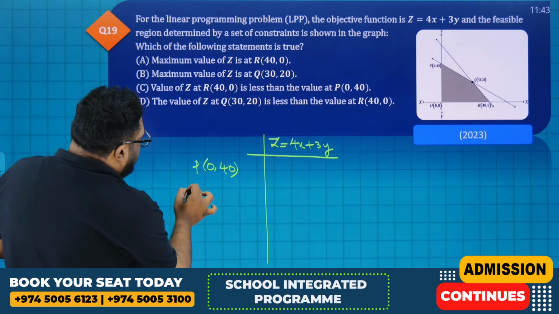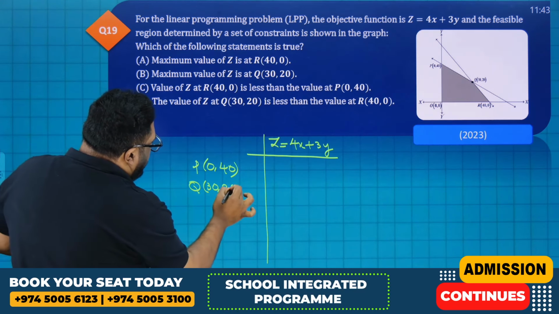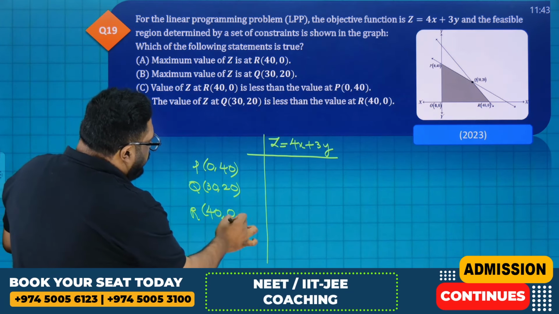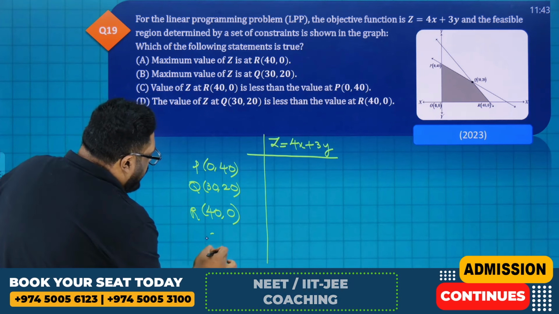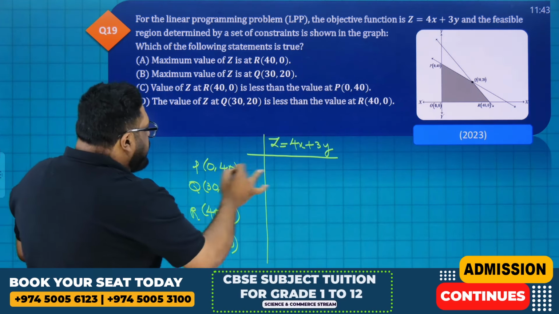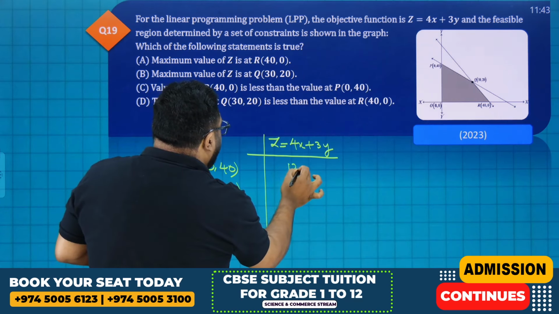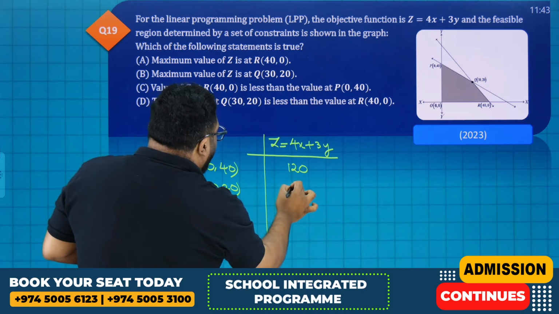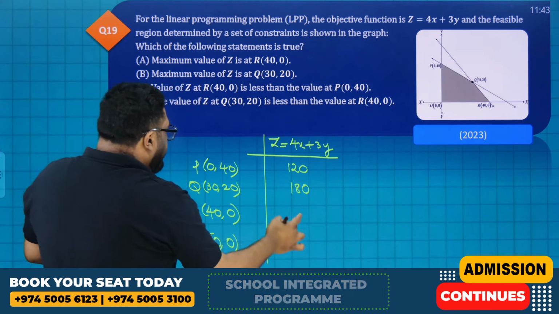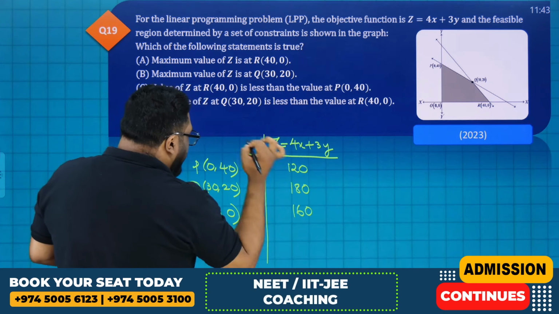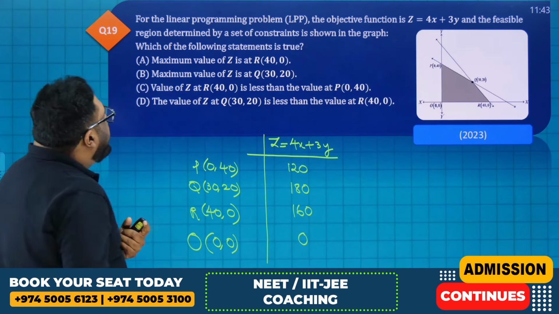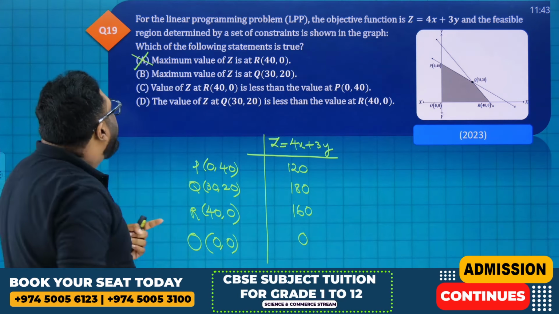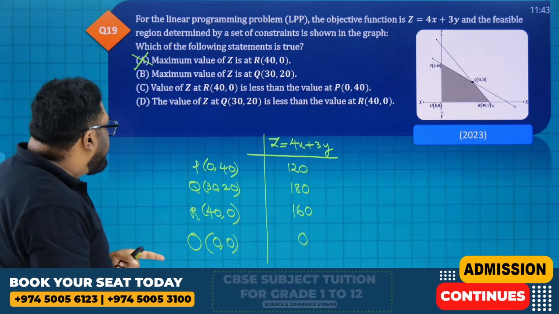The points are 0, 40; 30, 20; 40, 0; and 0, 0. Substitute. The first one is going to be 120. The second one is going to be 120 plus 60, 180. The next one is 4 times 40, which is 160, and the next one is going to be 0. So my dears, the maximum value is at 40, 0? False. Maximum value is at 30, 20.